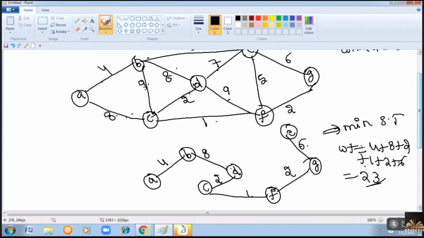Suppose you have edges between A and B with edge weights 10 and 4. Among 10 and 4, 4 is the minimum, so you remove the edge with 10. Similarly, if there is any self loop, whatever may be the weight of that self loop, you just remove it. Clear?